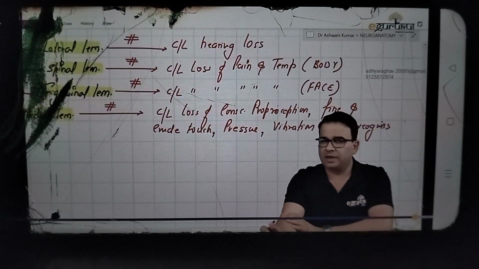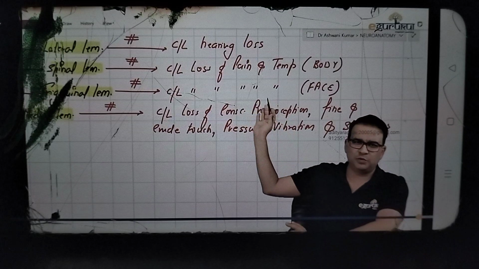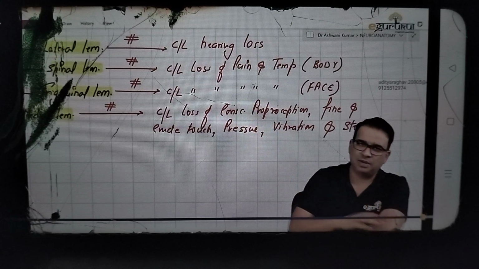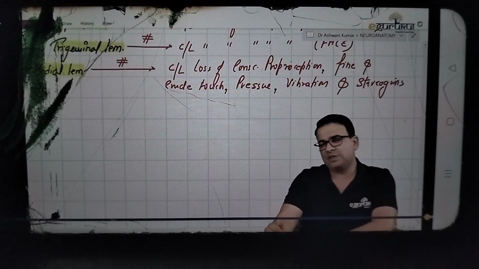Contralateral hearing loss in lateral lemniscus. Spinal lemniscus, contralateral loss of pain and temperature, in this case from the body, and in trigeminal from the face. Other sensation of face will be lost, I've not written here. And medial lemniscus, instead of writing all this, just remember dorsal column tract and anterior spinal thalamic tract will be gone. So there will be contralateral loss of conscious proprioception, touch, whether it is fine or crude, both will be gone, pressure will be gone, vibration and stereognosis will also be lost.